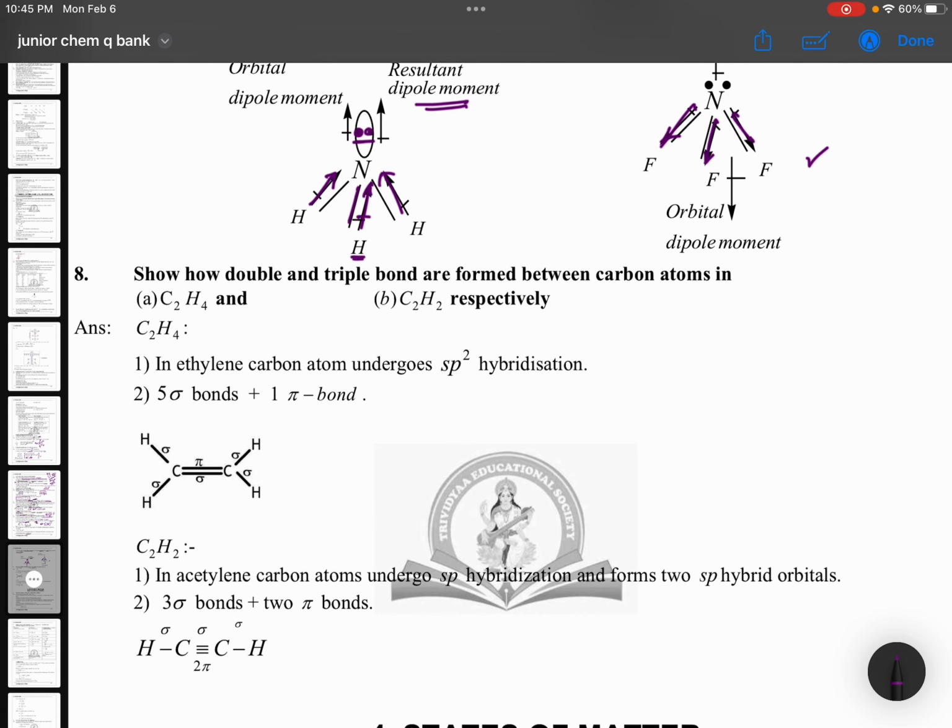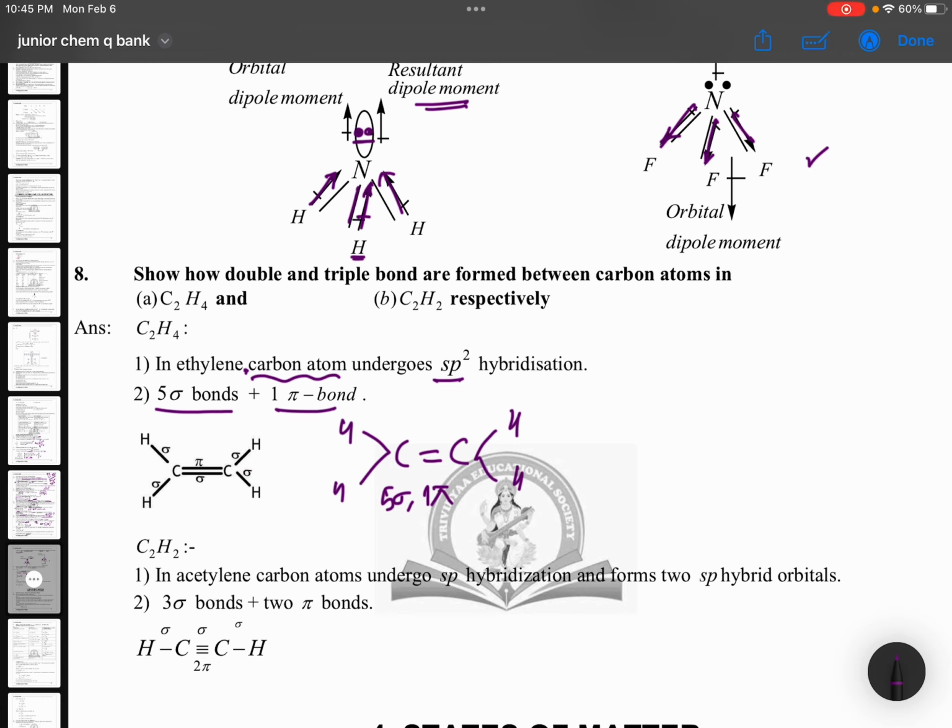Show how double and triple bonds are formed between carbon atoms in C2H4 and C2H2 respectively. In C2H4, ethylene, the carbon atom undergoes sp2 hybridization. 5 sigma bonds and 1 pi bond are formed. It is 4 marks, so it's enough to write this. See, the double bond between carbons will be like this. There are 5 sigma bonds and 1 pi bond.